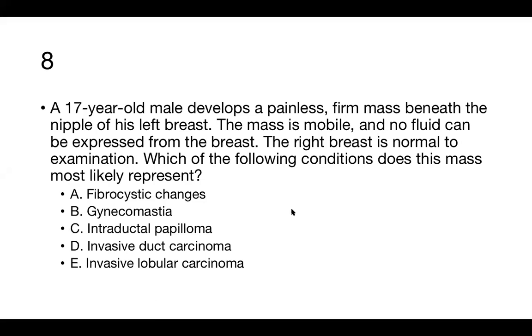Okay. So who wants to give a reason for gynecomastia? B. Yes, who answered that? Because when you look at option A, fibrocystic changes, it occurs mostly in females, because of hormonal imbalances. And option C, intraductal papilloma, usually there should be a discharge because it's inside the duct. Very good. Then option D and E are invasive carcinomas, and the age is 17, so that's rare.